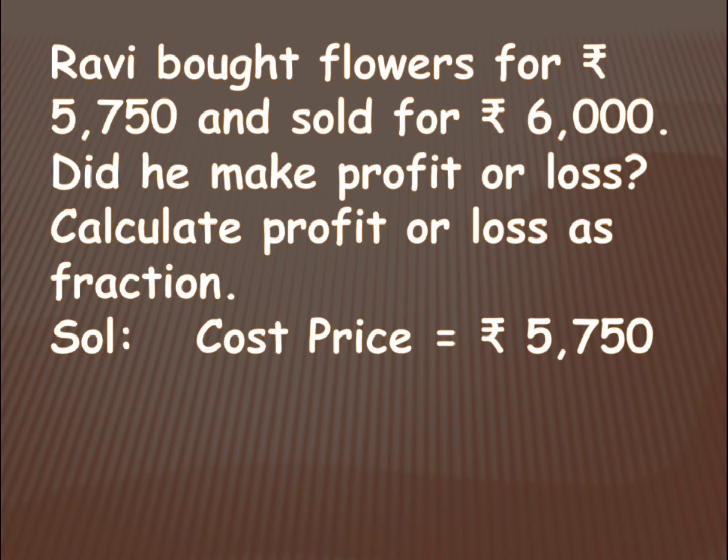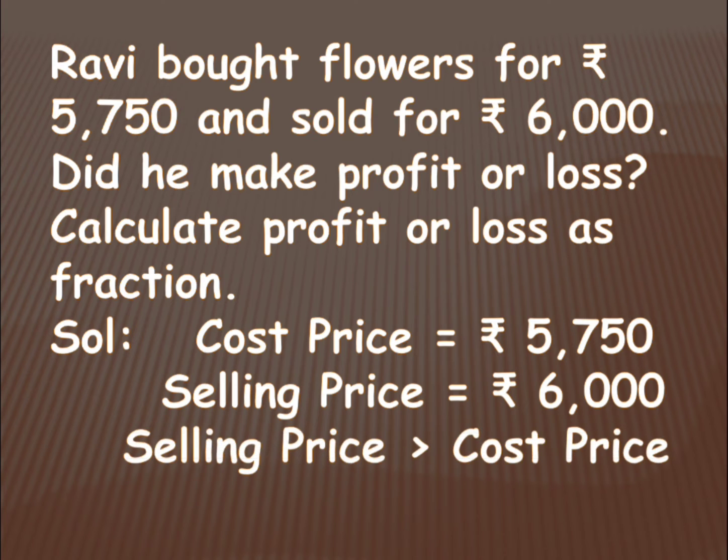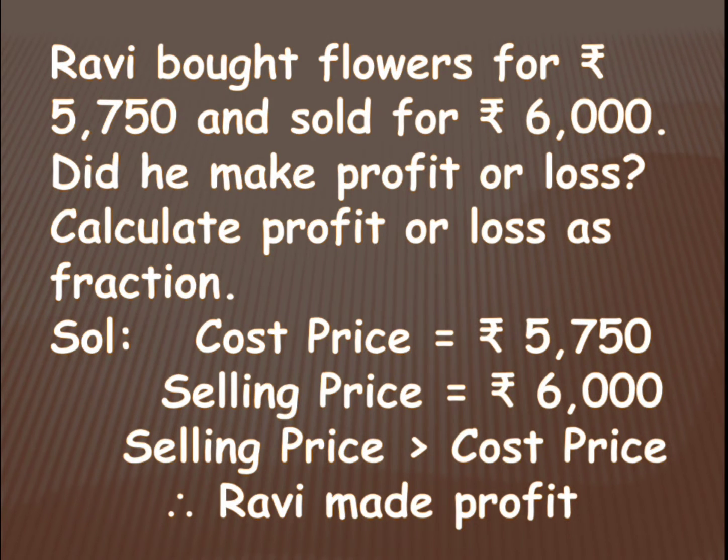Cost price, how much he spent for the flowers, is 5,750 rupees. Selling price, how much he sold it for, is 6,000 rupees. If you compare, the selling price is more, isn't it? If the selling price is more, that means he got profit. Selling price is greater than cost price, that means Ravi got profit. So for the question, did he make profit or loss, we got that he got profit. Now we need to calculate the fraction.